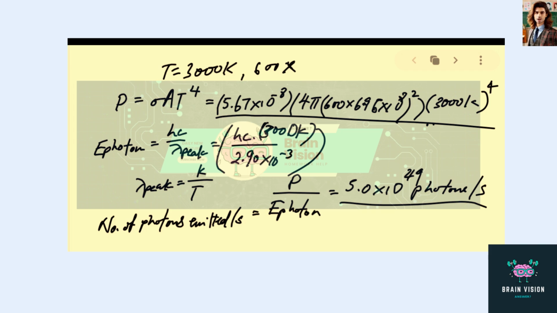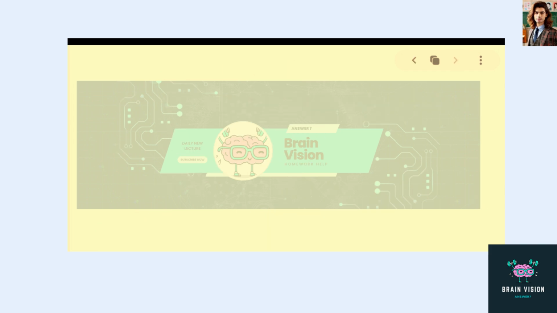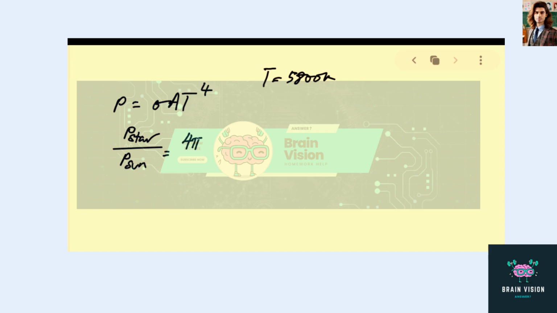Now to find the ratio of the power irradiated by the star compared to our sun, we are given that the sun's temperature is 5800 kelvins. So we know the power is related to sigma A T to the power 4. So the power of the star divided by the power of our sun is just 4 pi radius of the star squared times T to the power 4 divided by 4 pi radius of the sun squared T to the power 4 of the sun.